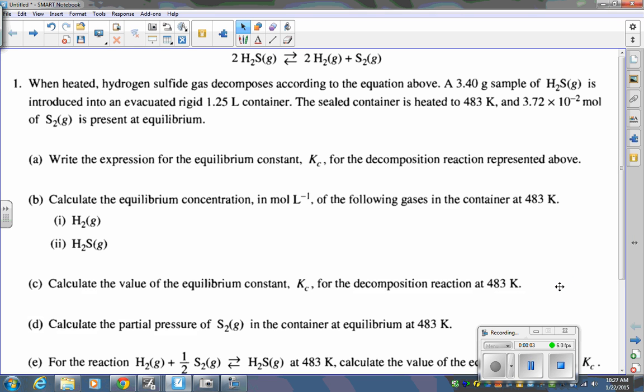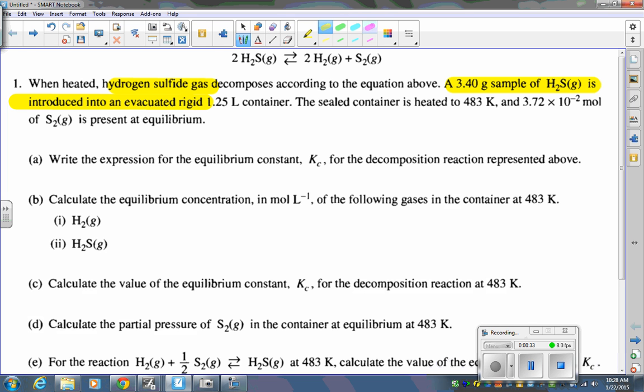This is a typical gaseous equilibrium problem that you're going to have to calculate on the AP exam. So if we take a look at it, you'll notice a couple things when I read the problem. One of the things we focus on is what is at equilibrium and what is initial. They tell you heated hydrogen sulfide gas decomposes according to the equation above. They tell you if 3.40 grams of H2S is introduced into a 1.25 liter container, so that's telling you what's going to be the start of the reaction.